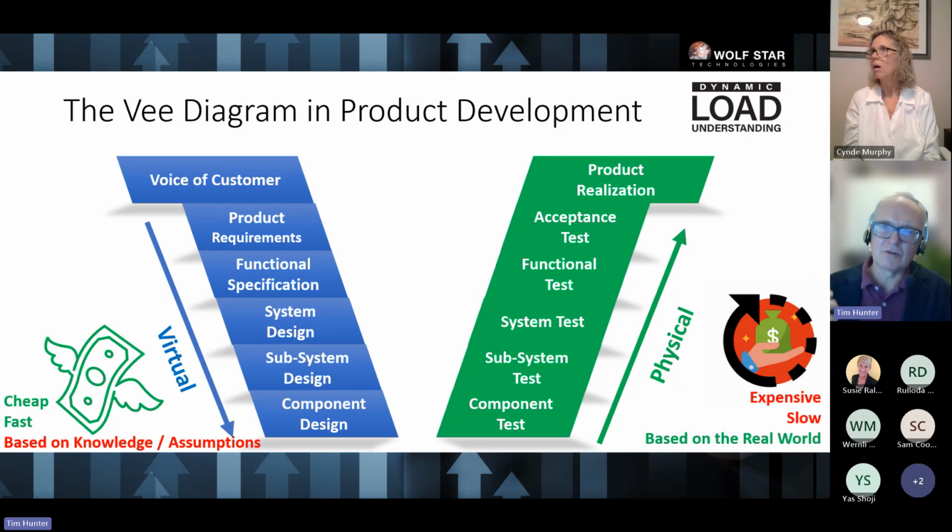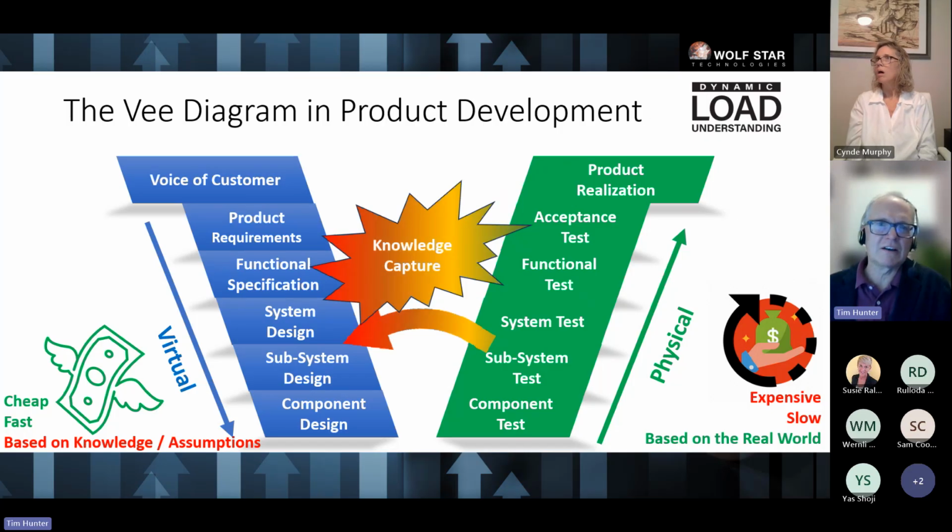So, even though physical testing is expensive and slow, it's a necessary part of product development and it's really key to our success. Even though it's expensive and slow, we still need to do it. So these are two things that we need to do, and we need to balance this out. And then really what we want to do is get as much knowledge from the physical test world and bring it back into the virtual world when we're going through our design iterations.